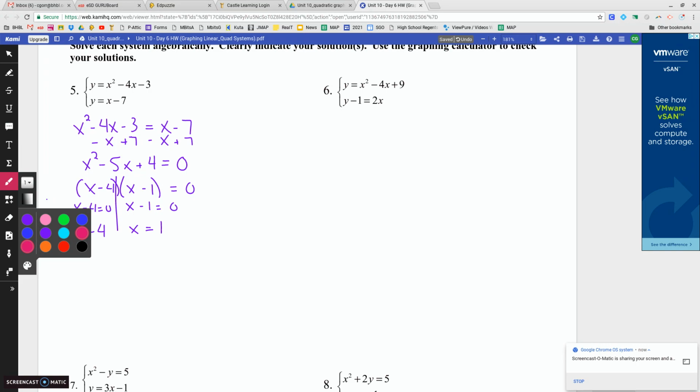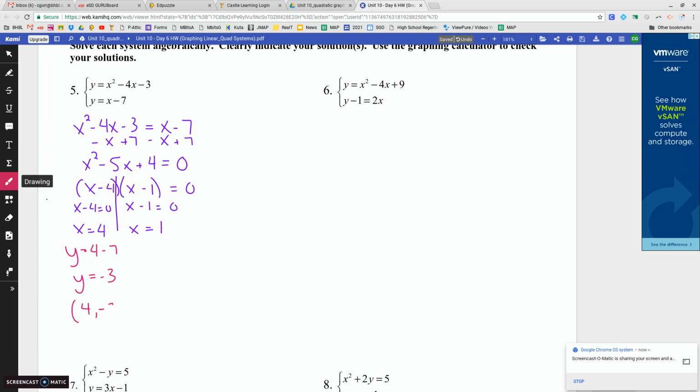Now that I have those x values, what I want to make sure that I do is take them and plug them back in. I'm going to pick the easier equation. So y equals 4 minus 7, so y equals negative 3. So that means that I have one intersection point of 4, negative 3. Then I'm going to take my 1, and y equals 1 minus 7, which is going to give me a negative 6. So giving me another solution of 1, negative 6.